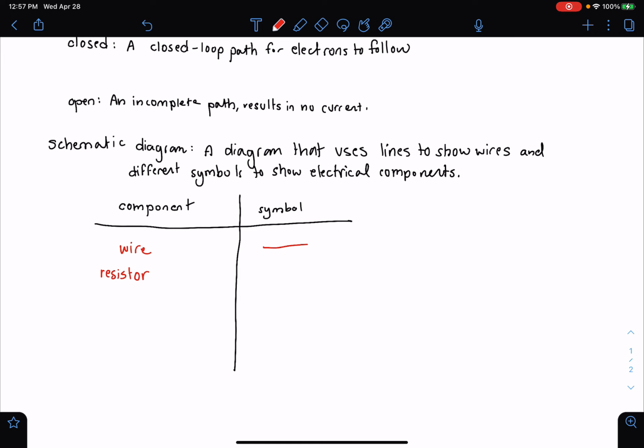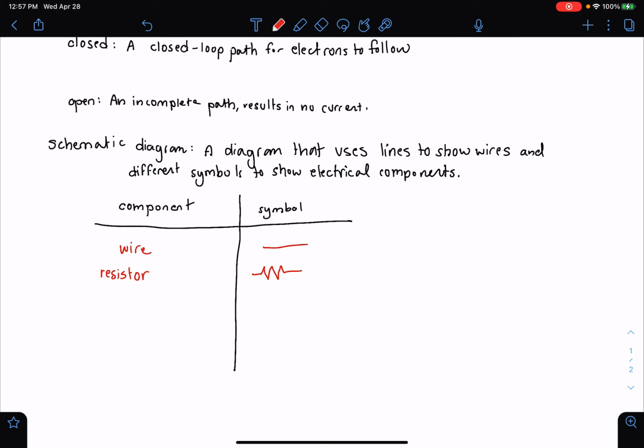So a resistor is an electrical component that slows down the flow of electricity. Usually they take the electrical potential energy from the battery and convert it to heat or even sometimes light. And a resistor is a zigzag line on a schematic diagram. That zigzag line is supposed to show that it's slowing down the current that's going through.